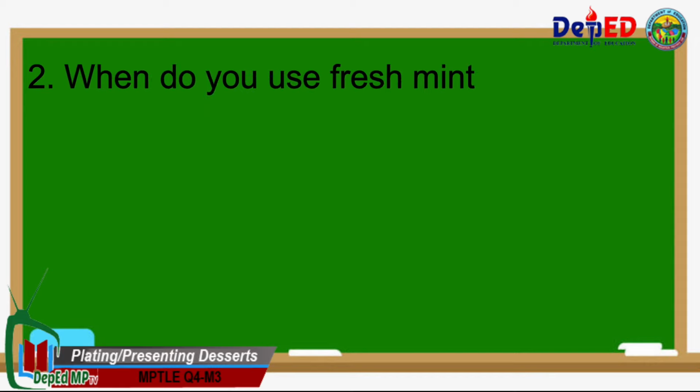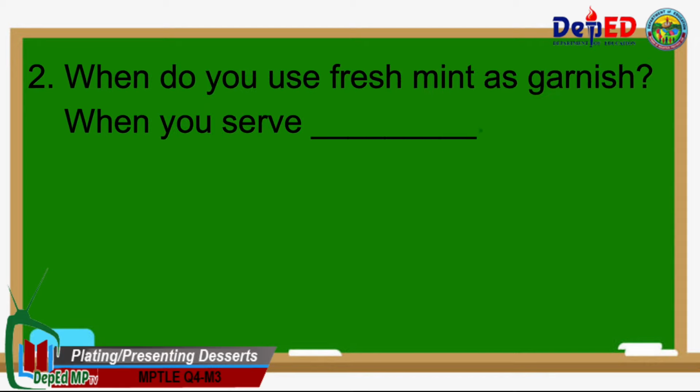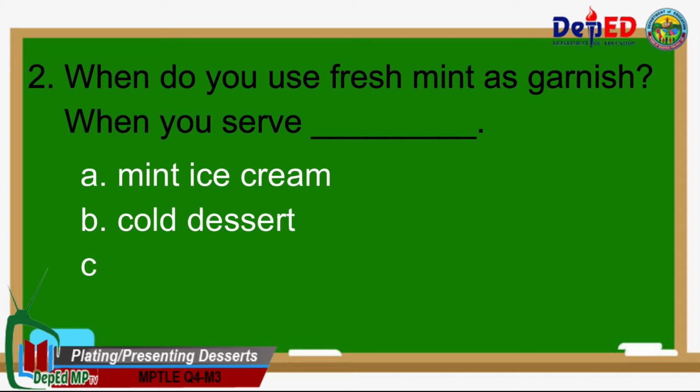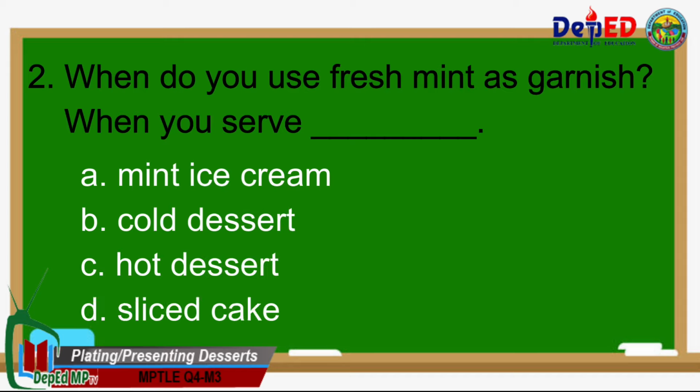Number 2. When do you use fresh mint garnish? When you serve A. Mint ice cream, B. Cold dessert, C. Hot dessert, and D. Sliced cake. The correct answer is letter A.